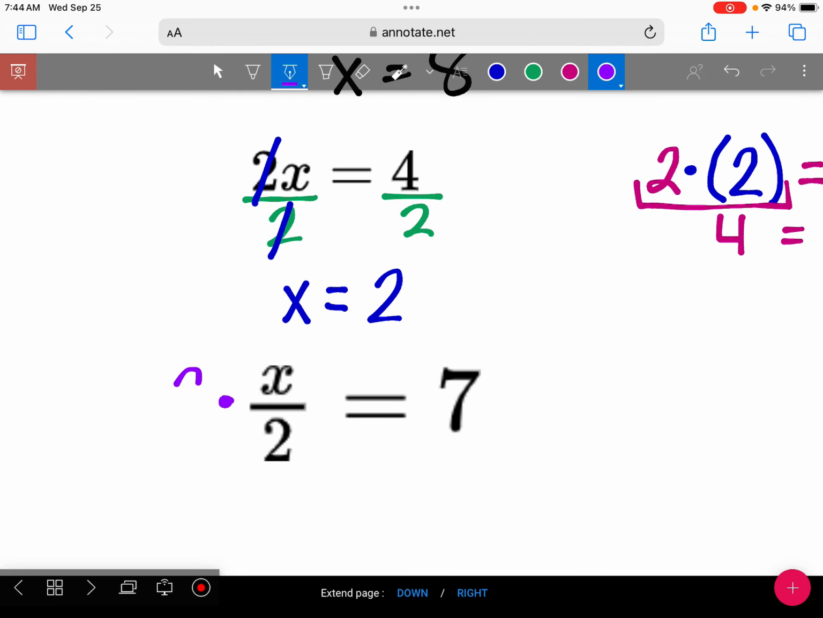Multiply both sides by that denominator, by 2. The multiplication and the division cancel out, just like our multiplication and division canceled out here. Multiply by your denominator. Whenever you have a fraction, and if you don't want to deal with a fraction, multiply everybody by your denominator, and you can get rid of it. Like, it will cancel out. So what is my solution on this one? What does my x equal? 14. 7 times 2.